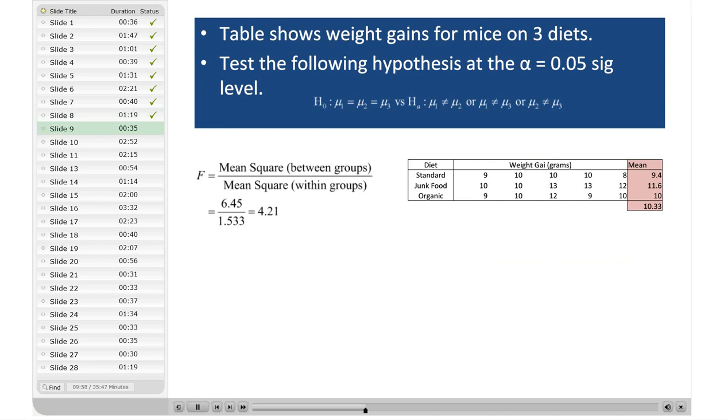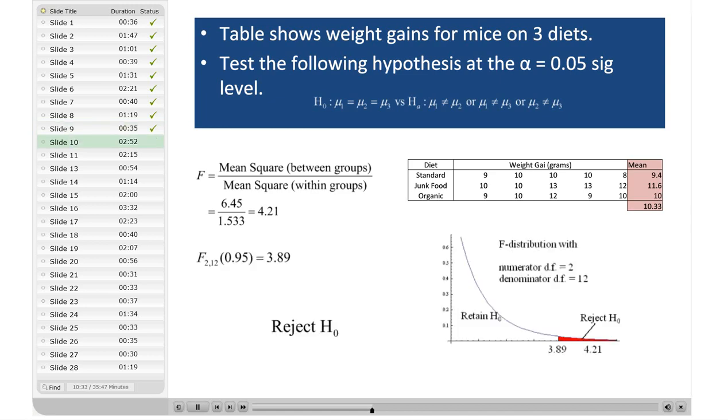Alright, now that we've found our mean square between groups and our mean square within groups, we're ready to complete the problem. Remember what we're trying to do. We're trying to test the null hypothesis that these three diets are the same versus the alternative hypothesis that they're not all the same. The method that we're going to use for this is to calculate an F statistic. So F is equal to the mean square between groups divided by the mean square within groups. So for this example, our F is going to be 6.45 divided by 1.533, which is 4.21.